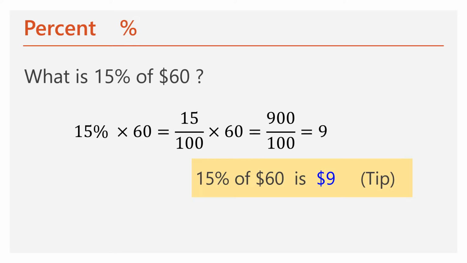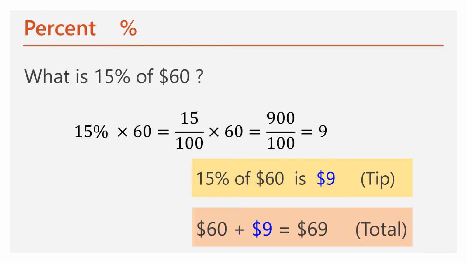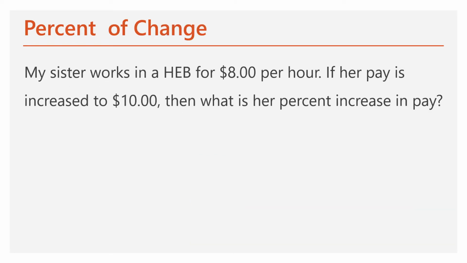What will be the total bill with the tip? To answer this question, we need to add the tip to the price. $60 plus $9 equals $69. This is the total bill with the tip. The percent of change is the amount that a number increases or decreases, stated as a percent. Simply subtract the old value from the new value, then divide by the old value. Multiply the result by 100 and add a percent sign.